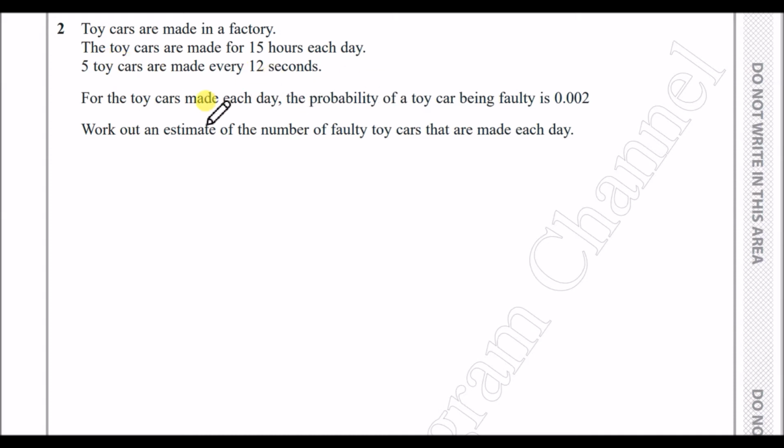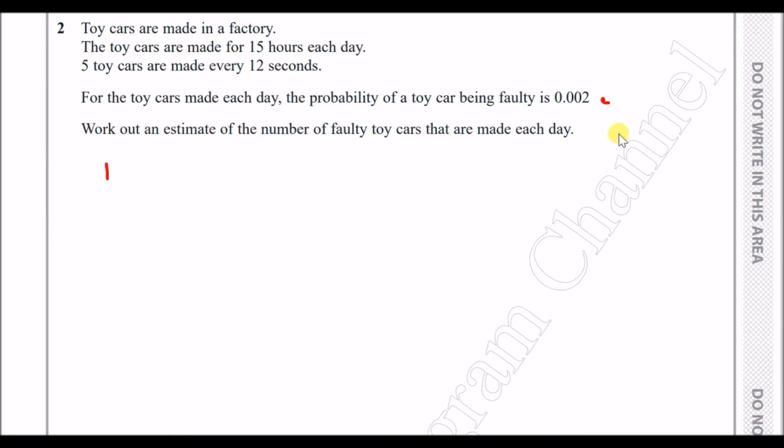Ooh, that's quite fast, I'm not gonna lie. For the toy cars made every day, the probability of a toy car being faulty is 0.002. Okay, so we're gonna keep a note of this, yeah? Work out an estimate for the number of faulty cars that are made each day. Okay, so we're gonna be quite specific here, yeah? For toy cars made each day, the probability of a toy car being faulty is 0.002.